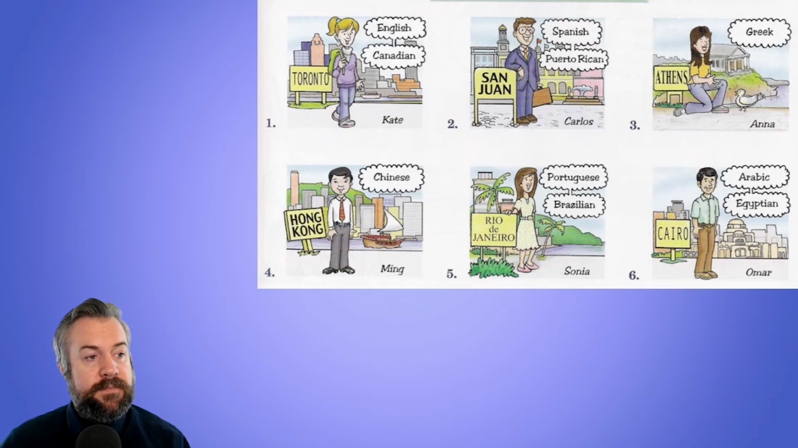Number 5. What is her name? Her name is Sonia. Where does she live? She lives in Rio de Janeiro. Rio de Janeiro. What language does she speak? She speaks Portuguese. Portuguese, the same language in Portugal. But she is not from Portugal. She is from Rio de Janeiro in Brazil.